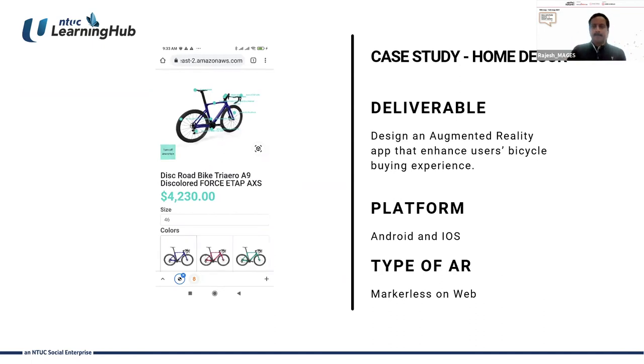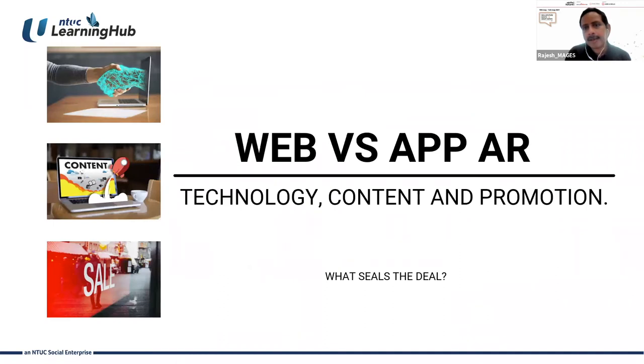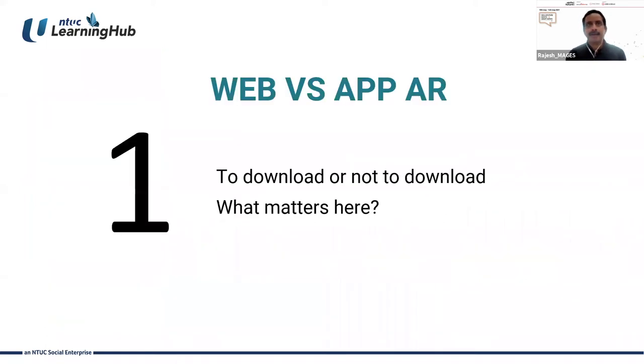So let's go into where do I choose web, app, technology, content, and promotion. Basically, the big difference. That's where the question asked was, and I'm just replying to that particular thing. The first thing is the choice you make as a business person or as an events person: you should be making the call on whether you want the person to download or not to download. Your objective always remains the same. If you think you want the person to download, then go for it.